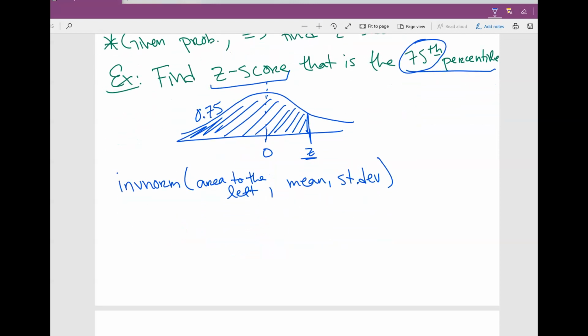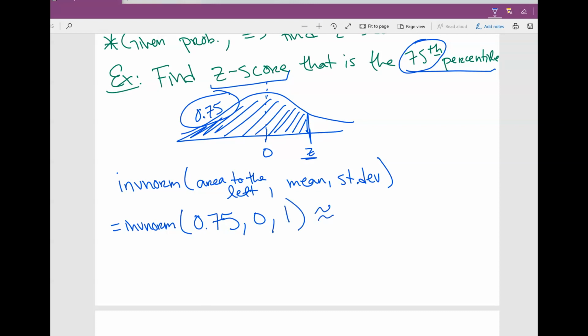All right, so what is this going to give me? Well, it's going to be inverse norm, area to the left. So how much area is to the left? In this case, it will be this 0.75. So we're going to put 0.75 here. The mean in this case is equal to 0. The standard deviation is equal to 1. So what is this going to give me?